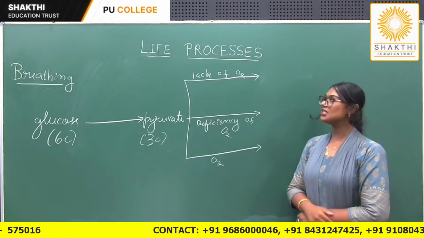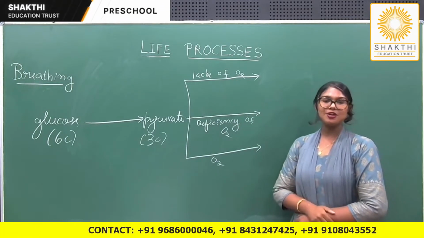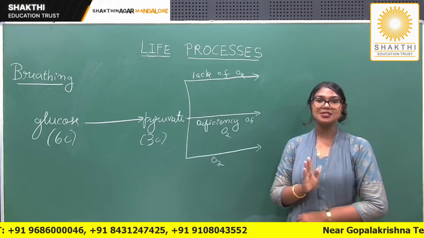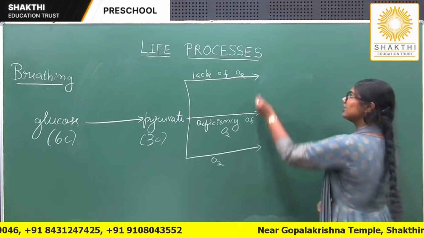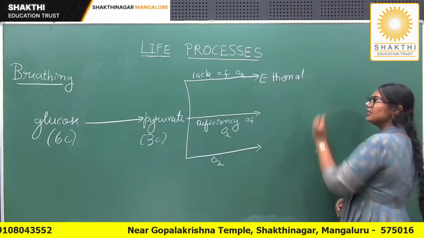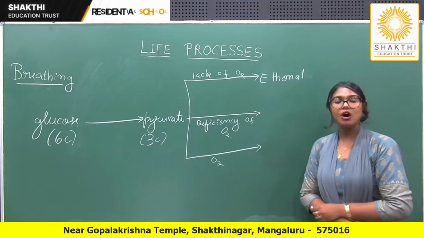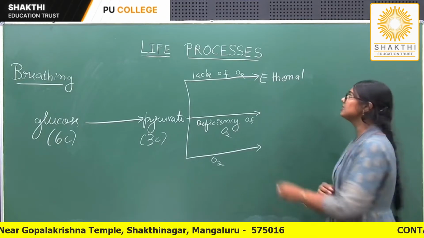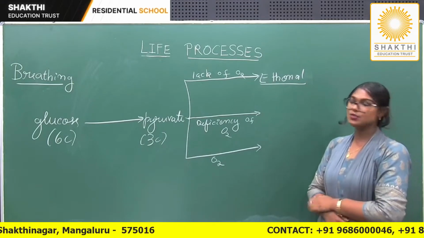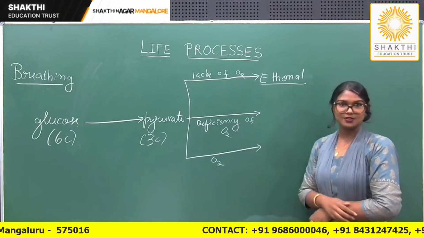The first situation, when there is lack of oxygen, what happens to pyruvate? The pyruvate gets converted into a compound called as ethanol. You must have studied this in your chemistry part. Ethanol, which is an alcohol. Very important, students. Ethanol is an alcohol, and this alcohol is produced when there is lack of oxygen.